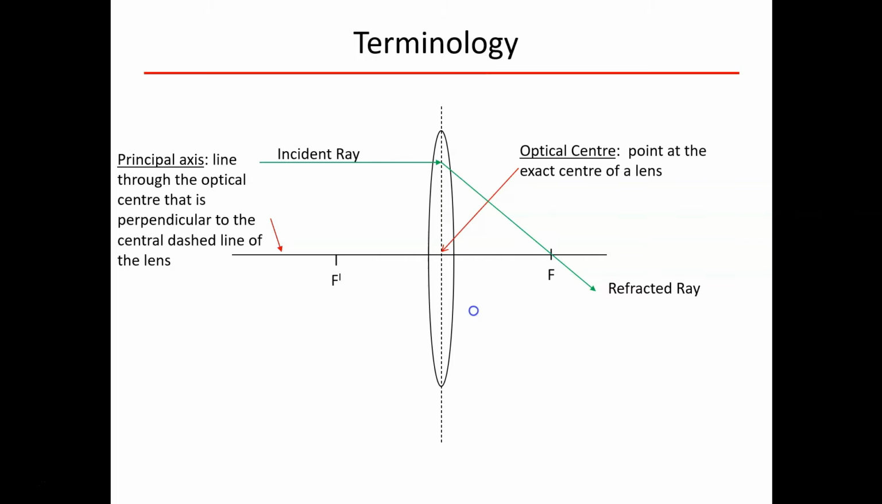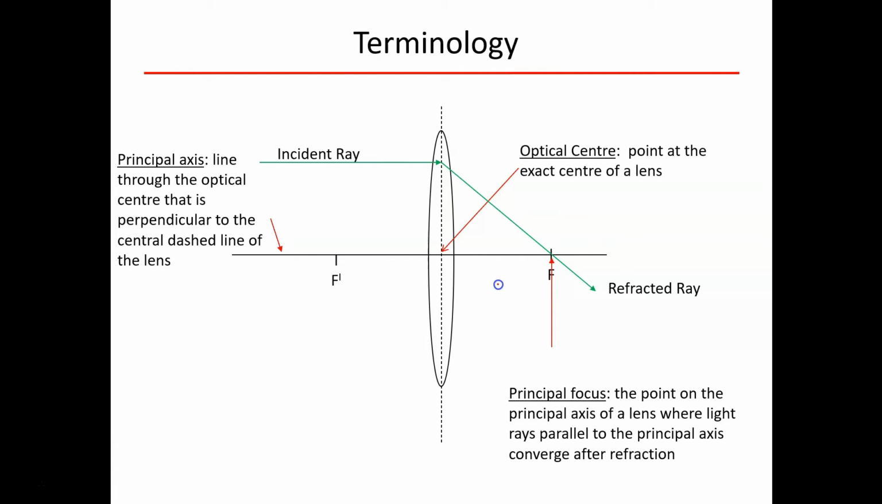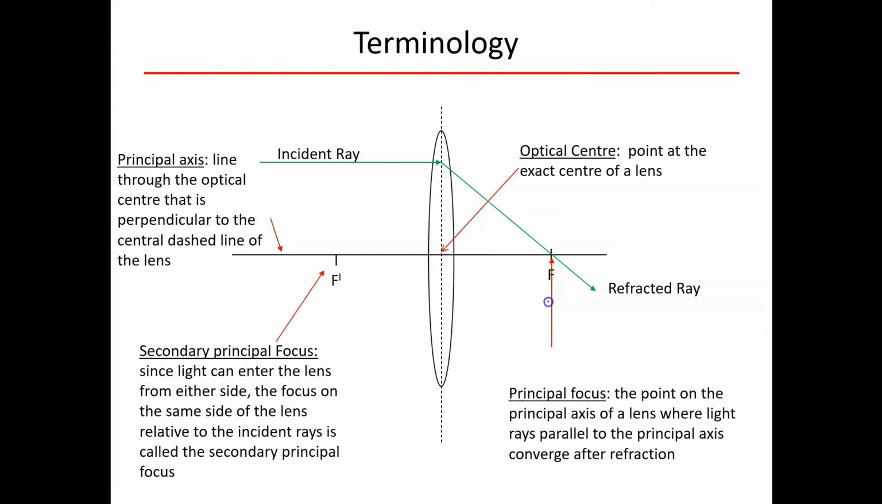Because light can go through the lens from either direction, we have two focal points, a principal focal point and a secondary focal point. My principal focal point is on the opposite side from where the object would be. So if I have my object over here, this would be my principal focal point because the incident rays would travel through the lens to there. If I moved my object to the other side, then they would switch.